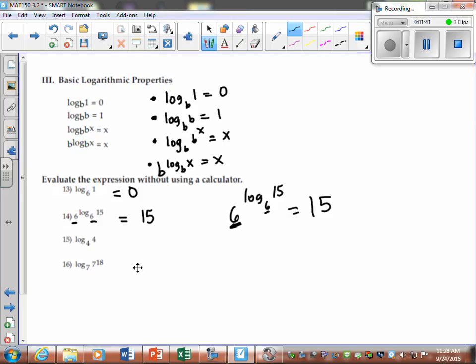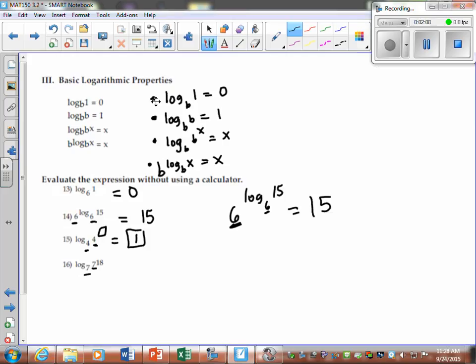Alright, now this one, when this matches this, the answer is whatever the exponent is right here. What is the exponent in this particular case? 1. Good, which matches this particular property. And this last one, when this matches this, the answer is 18.